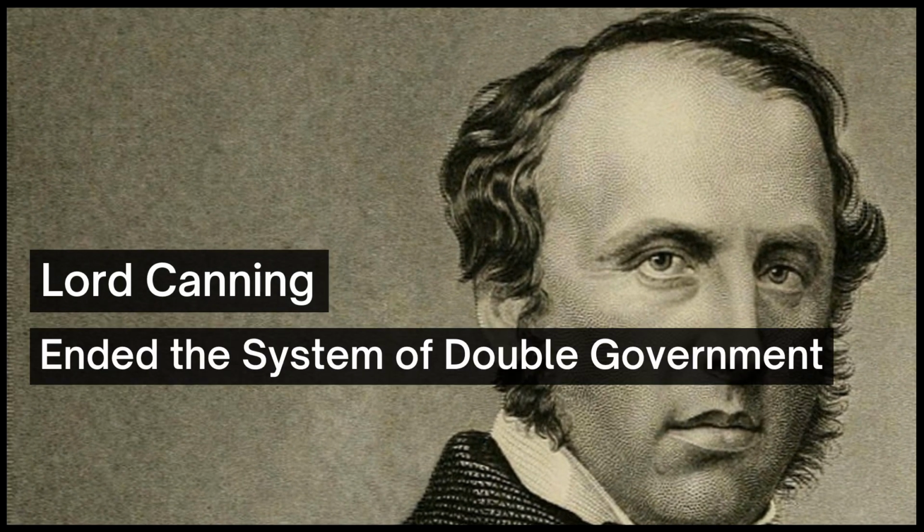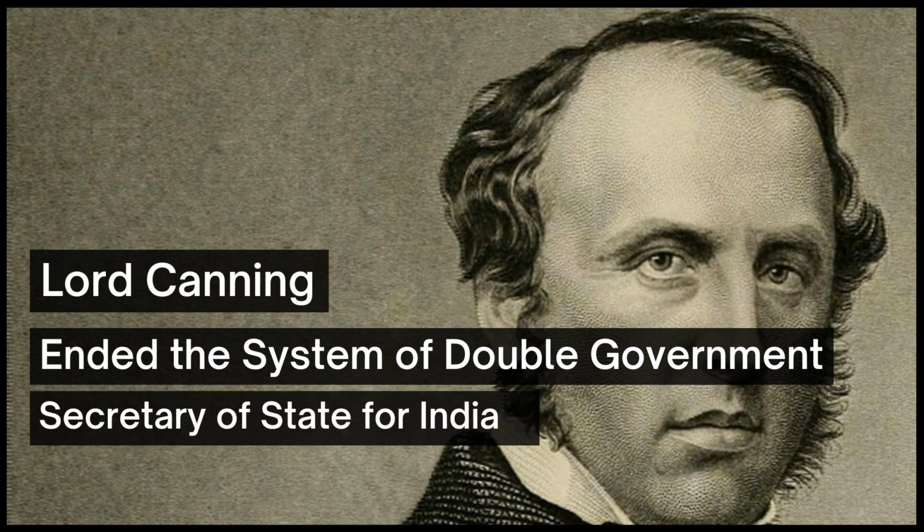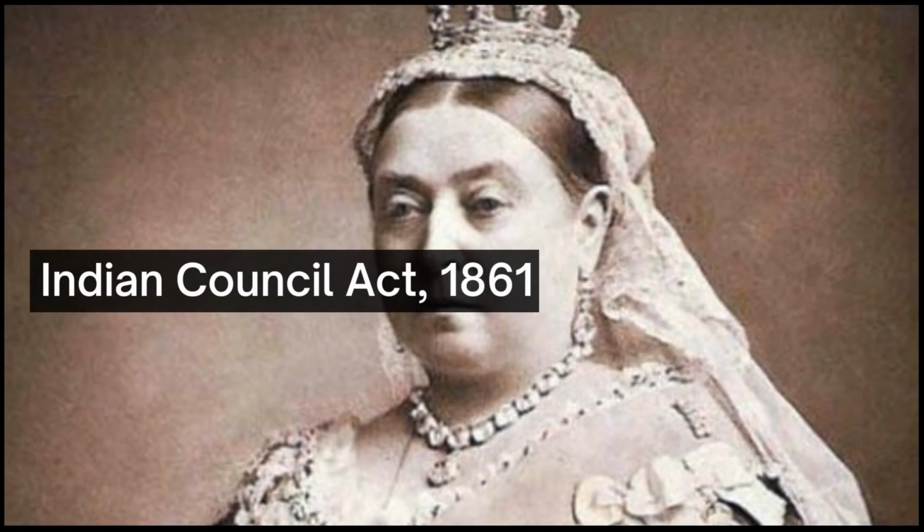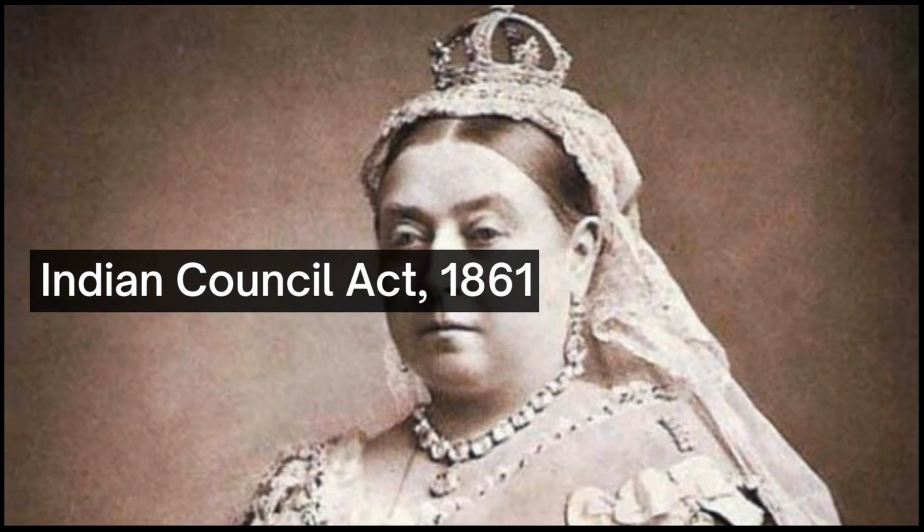It ended the system of double government by abolishing the Board of Control and Court of Directors. It created a new office, the Secretary of State for India, which had complete authority and control over Indian administration. After the revolt of 1857, the British government felt the necessity of seeking the cooperation of Indians in the administration of their country. This was done through implementing the Indian Councils Act of 1861.